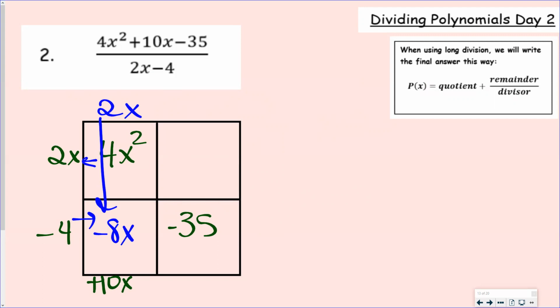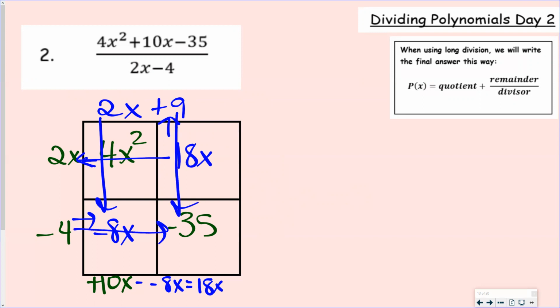Well, if I have 10x right now, what is 10x minus negative 8x? That is 18x. So 18x minus 8 is going to give me 10x. Well, if I have 18x and I have a 2x, then what's going to go up here? 2 times 9 is 18, and then add the x, and that gives me my x. Well, if I look down here, and my last two numbers, 9 times negative 4, is that negative 35? The answer is no, it is not.